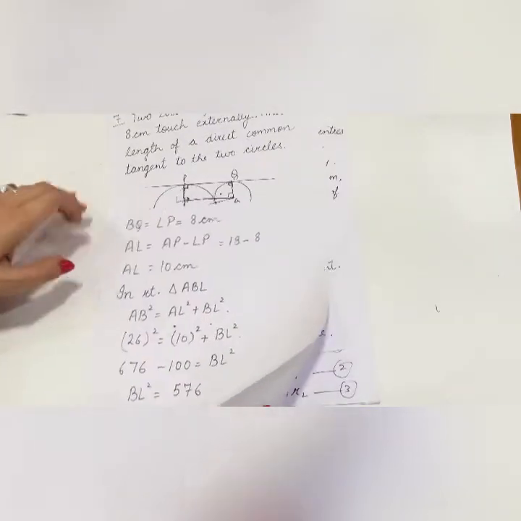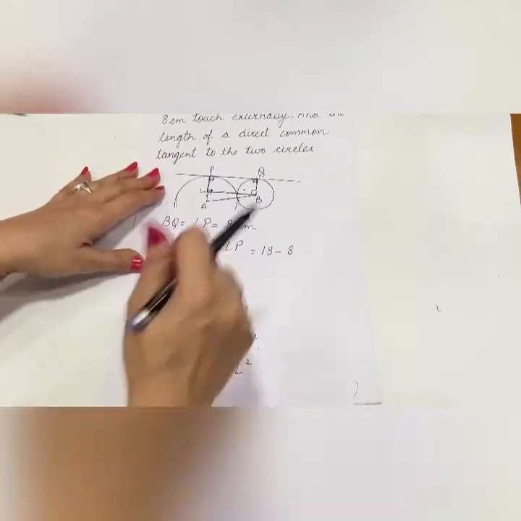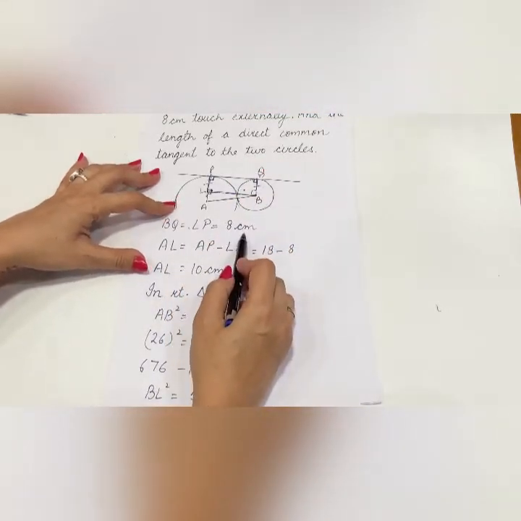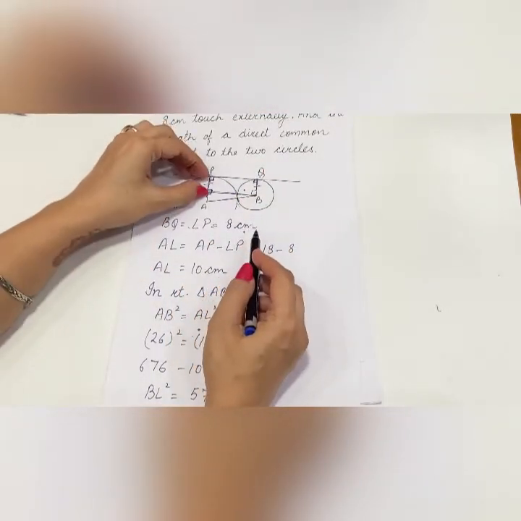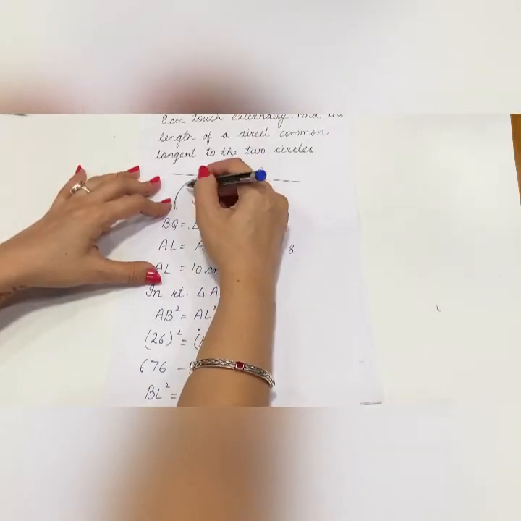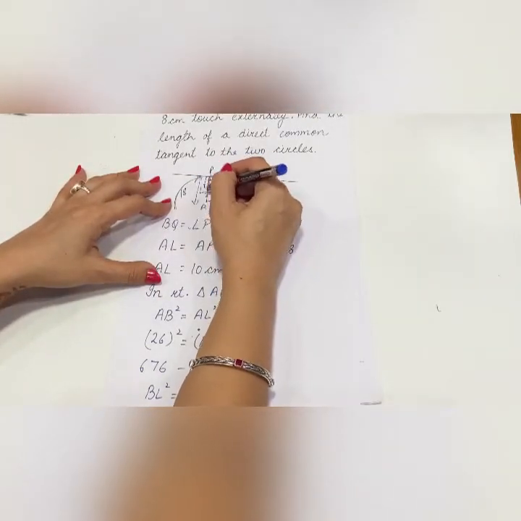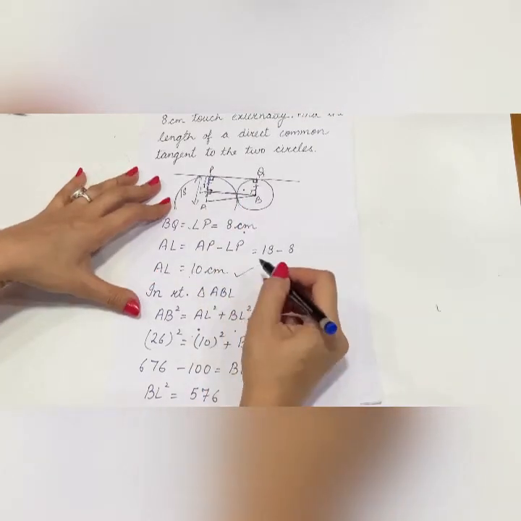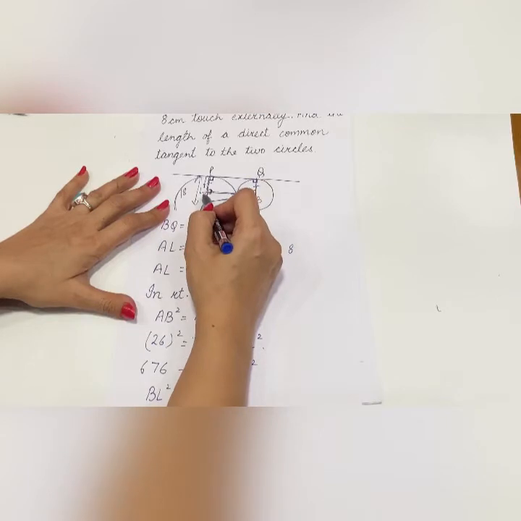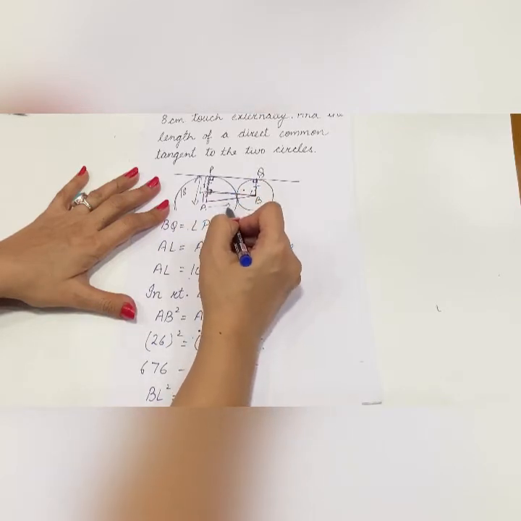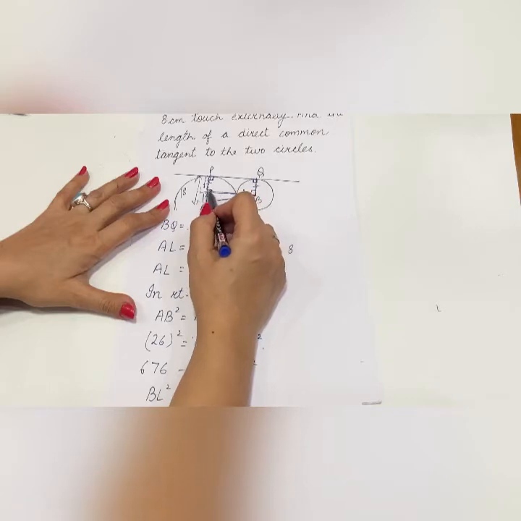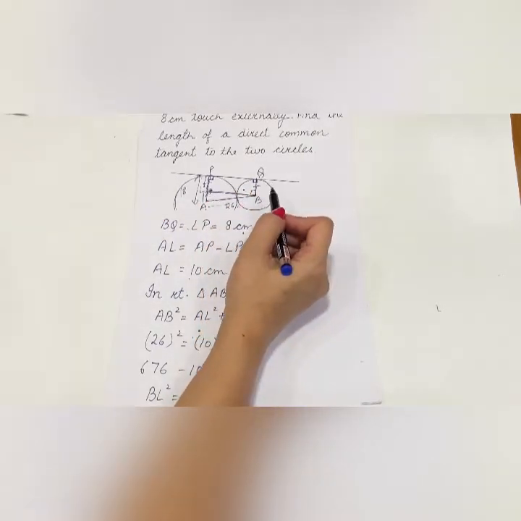Now next, in this, you will have BQ is equal to LP. They are the opposite sides of the rectangle. So this LP is equal to 8 centimeter. This complete was 18 centimeter. If this is 8 centimeter, this AL will be equal to 10 centimeters, right? Now, this AL is 10 centimeter, AB is 26 centimeter. This is a right angle triangle. In this, we can find out how much is BL.